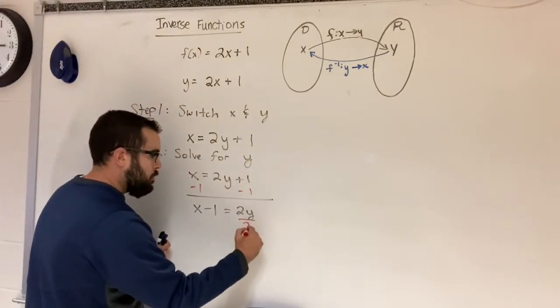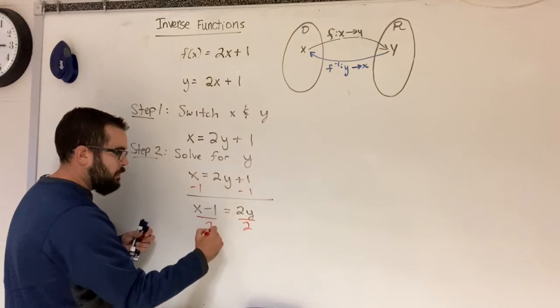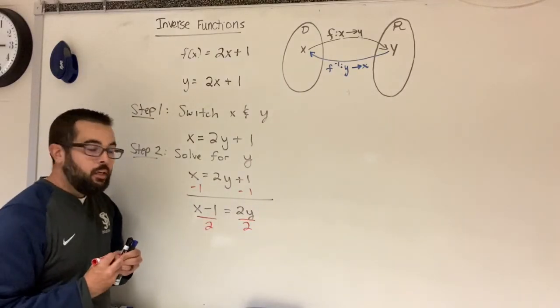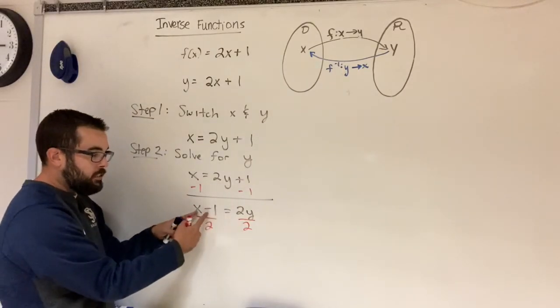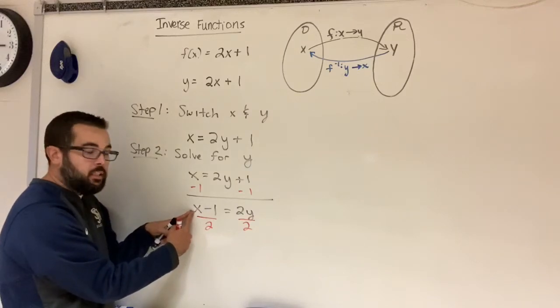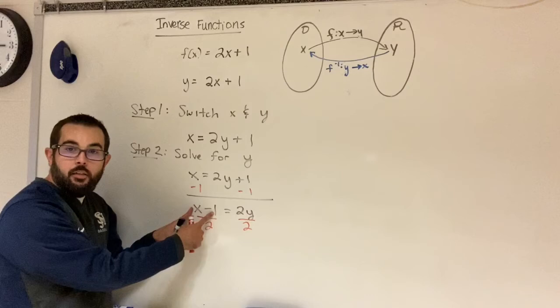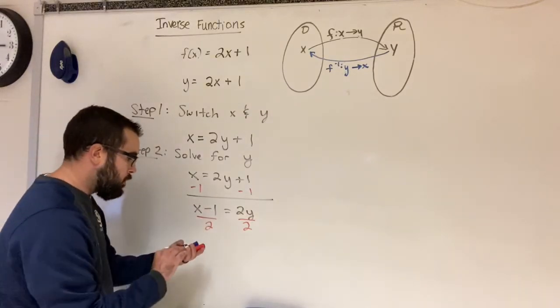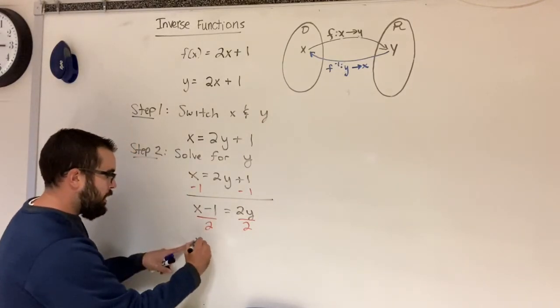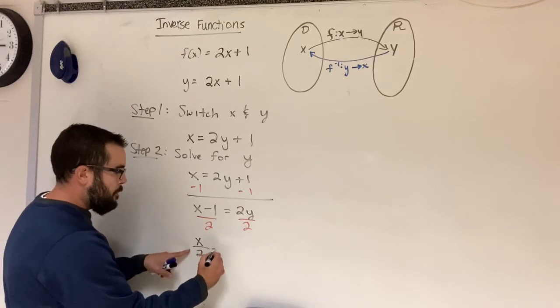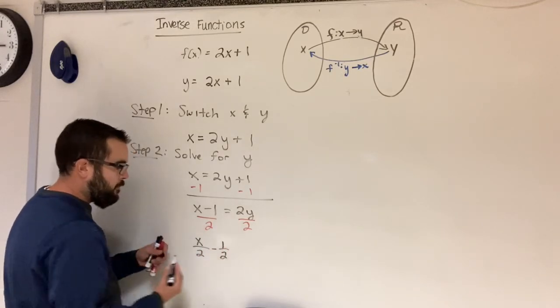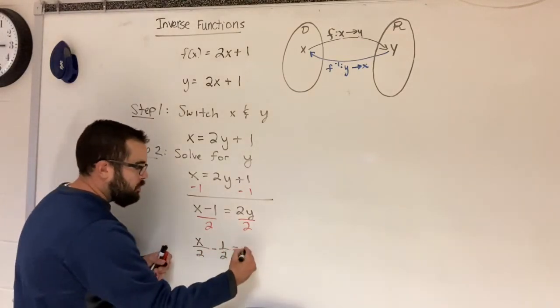Then we're going to divide both sides by 2. Now it's important to know we're dividing this whole side by 2. We're not just dividing x by 2 or 1 by 2. We're dividing x minus 1 by 2. So another way to write this is x over 2 minus 1/2 is equal to y.